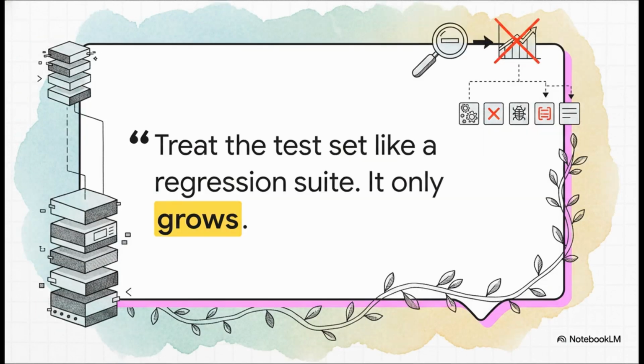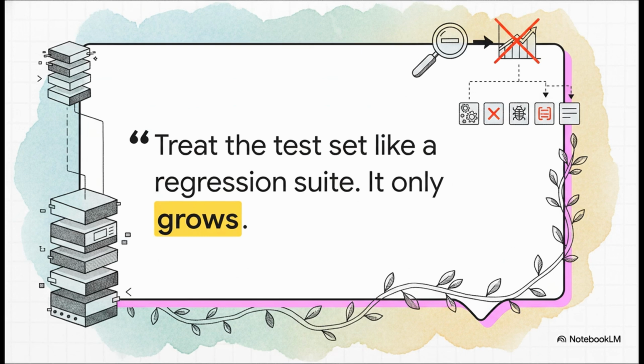Fortunately, the fix for this is surprisingly simple. Treat your test set like a memory. It only grows. Every single time a user reports a bad output, you take that input and you add it to the set before you fix the prompt. Once it's in there, then you fix the prompt. Then you verify the score actually went up. By doing this, the set becomes a permanent record of every single failure that prompt has ever had. It literally can't quietly slip back into an old mistake because that mistake is already waiting for it in the test set.